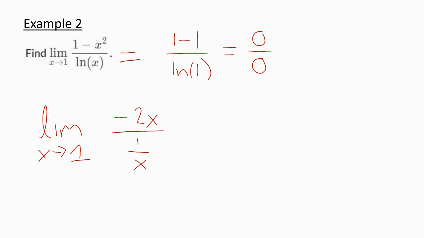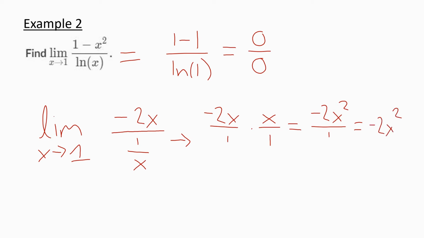Alright, let's simplify this a little bit. I can rewrite this as negative 2x over 1 times x over 1. And that's just a basic dividing fractions rule. So that's negative 2x squared divided by 1. So my new function that I can try out is negative 2x squared.